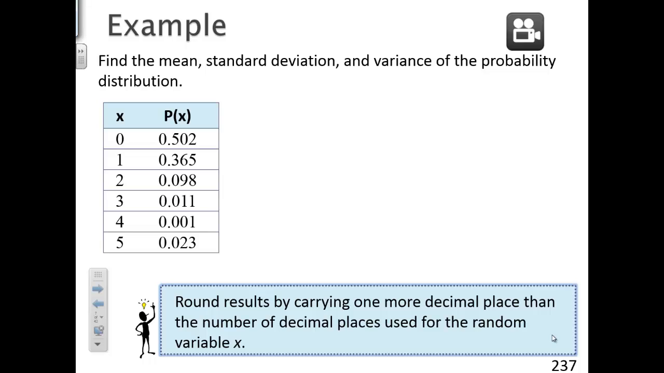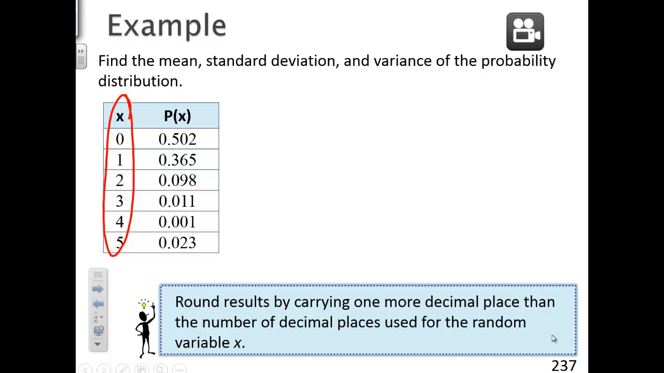Given a probability distribution, we can find the mean, standard deviation, and variance of the probability distribution using our calculator. When we get the results, we want to make sure that we round the results by carrying one more decimal place than the number of decimal places in the random variable x. So one more decimal place than what's in your x values. So our answers are going to have one decimal place since our x's have none.